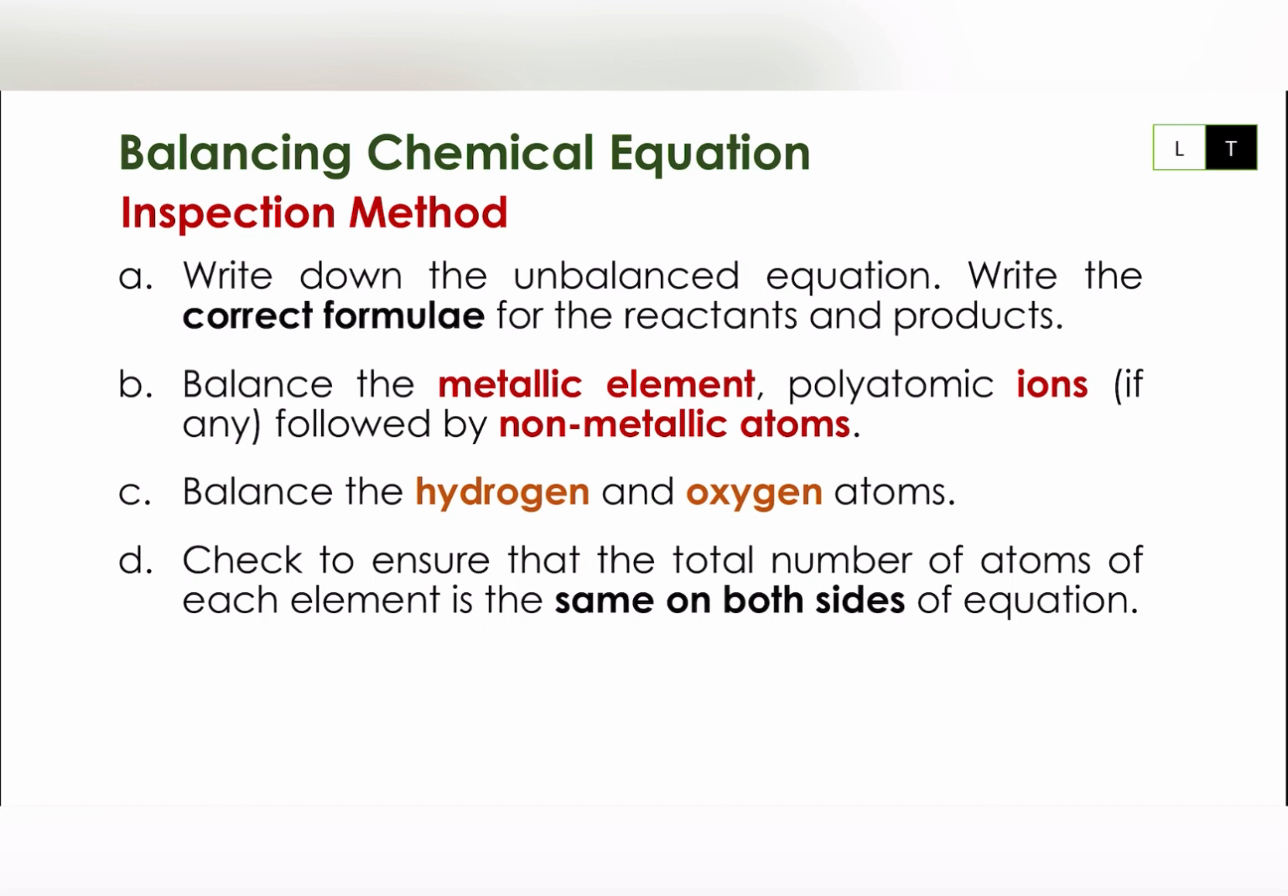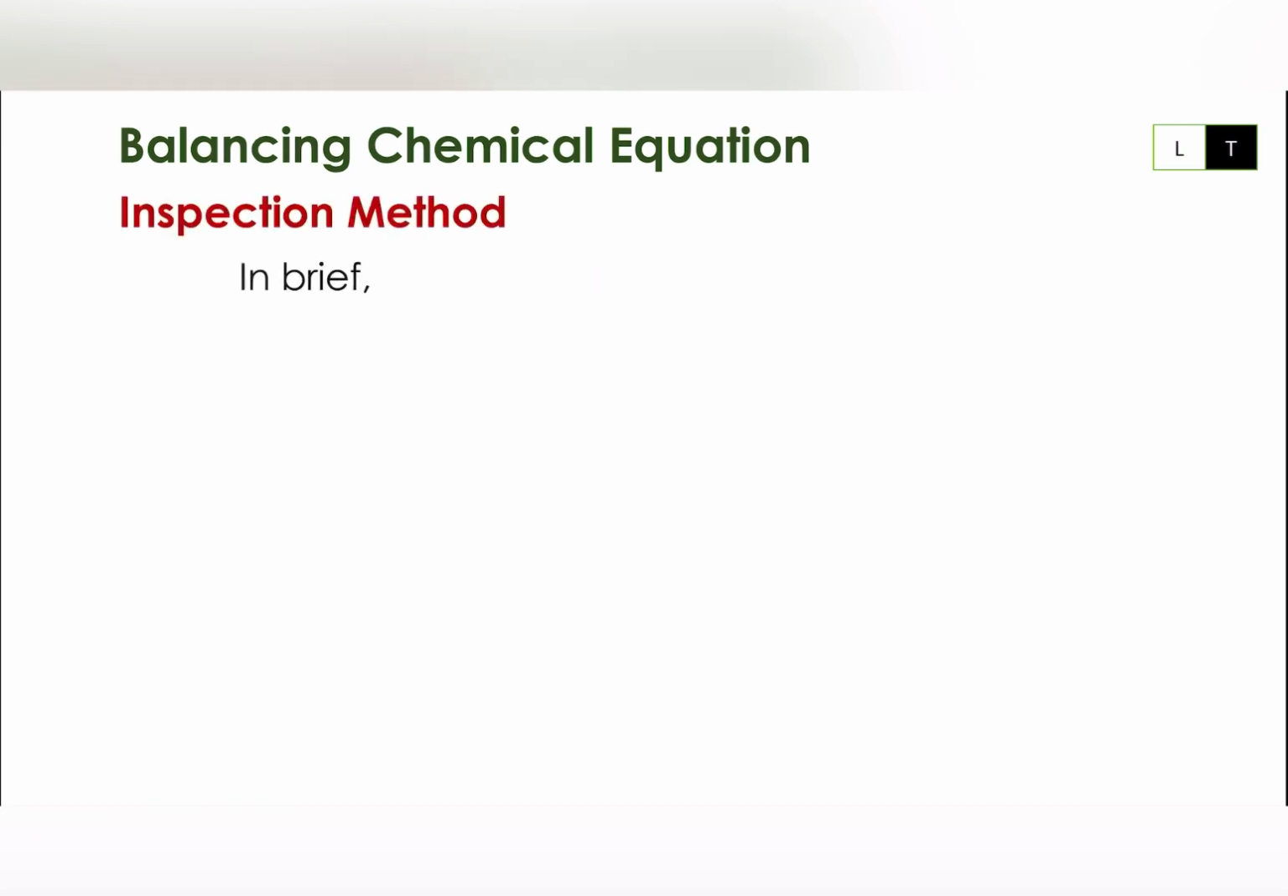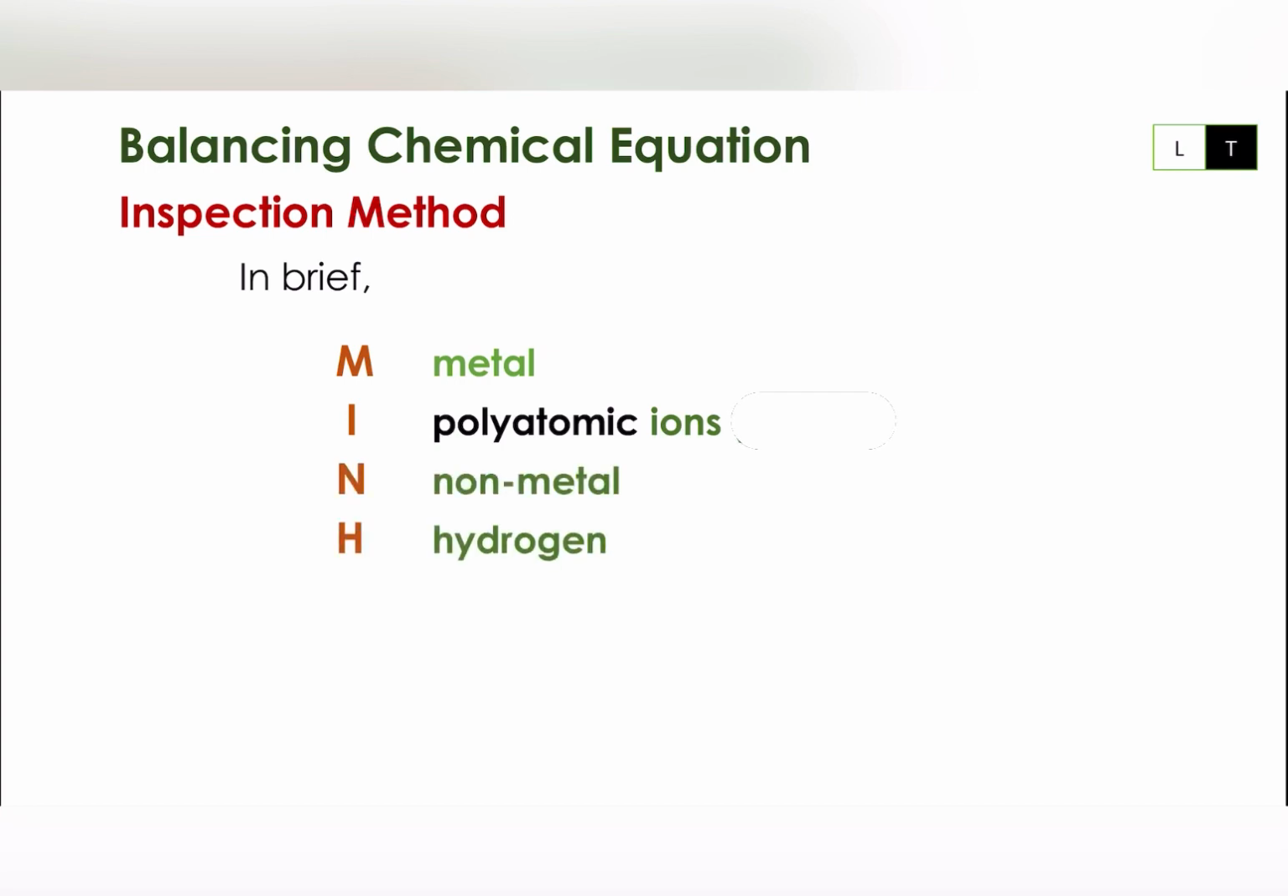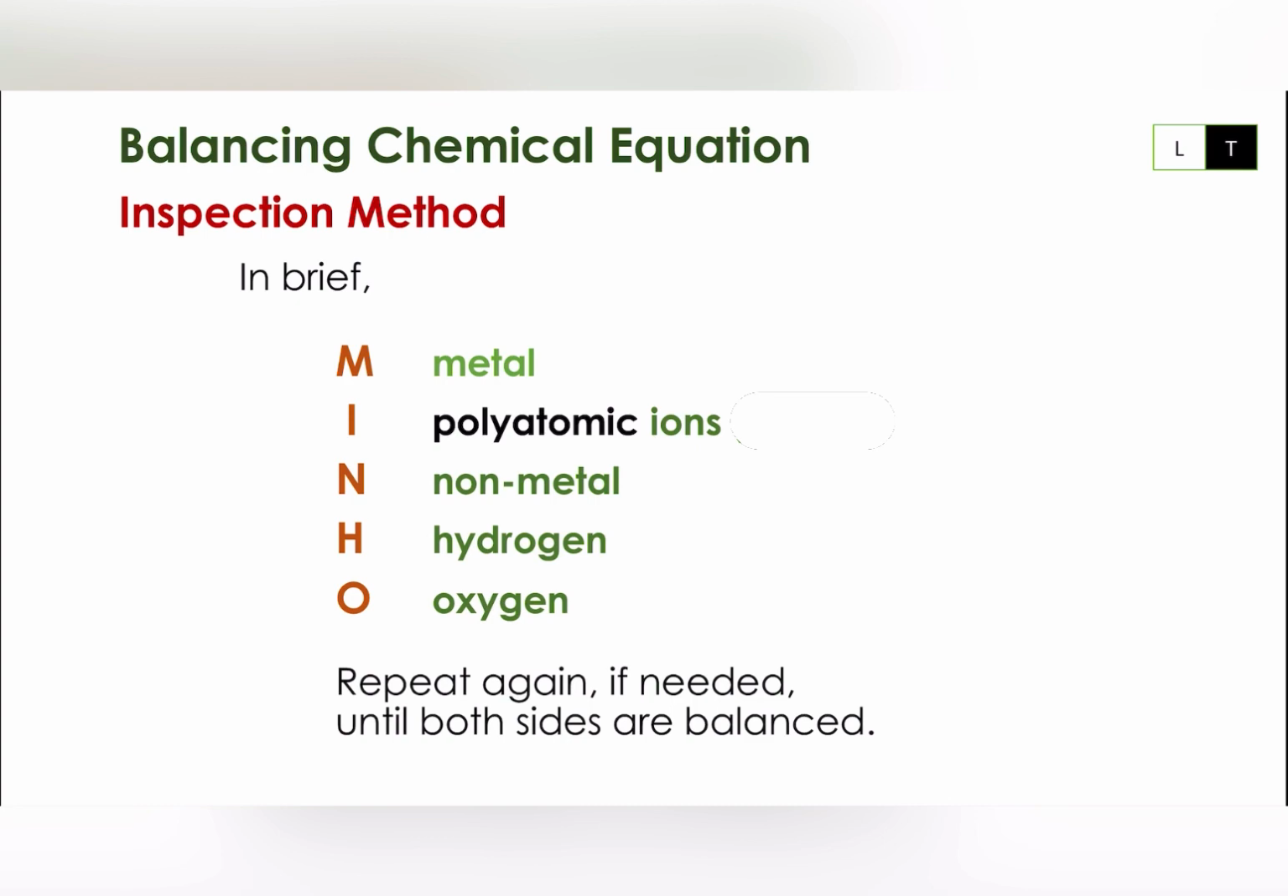So in brief, I put it to you, MINHO. M for metal, I for ions, polyatomic ions if any, N for non-metal, and H for hydrogen, last but not least, O for oxygen. And you have to repeat again if needed until both sides are balanced. So this is the acronym for the inspection method, a method that we use to balance a chemical equation. So let's go to example 2.